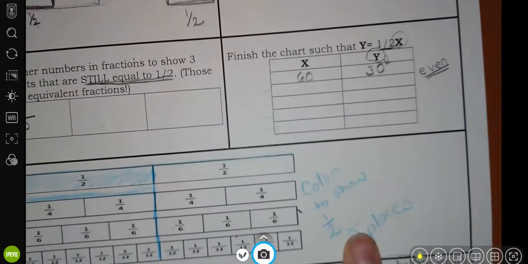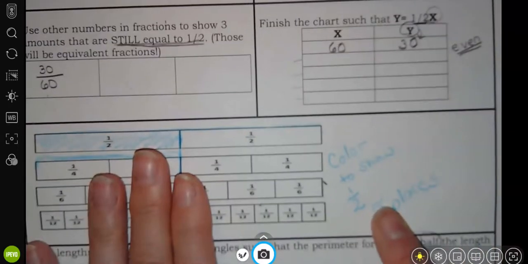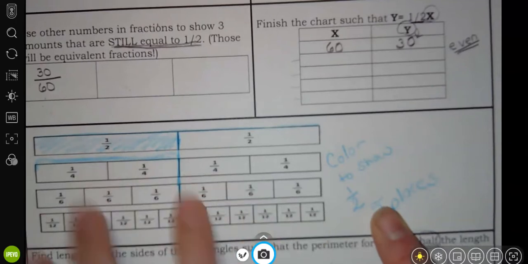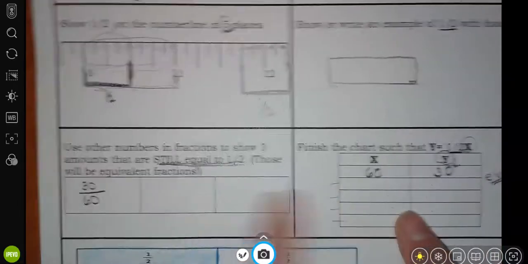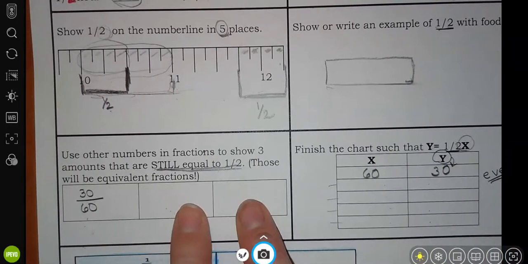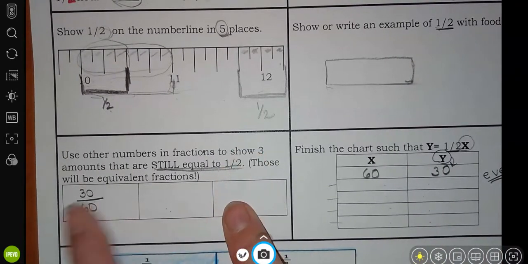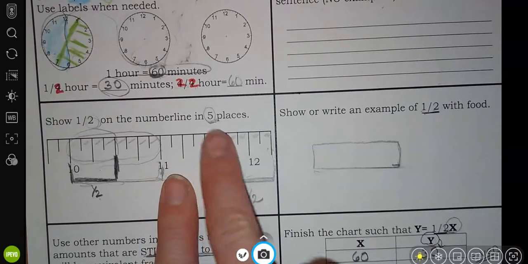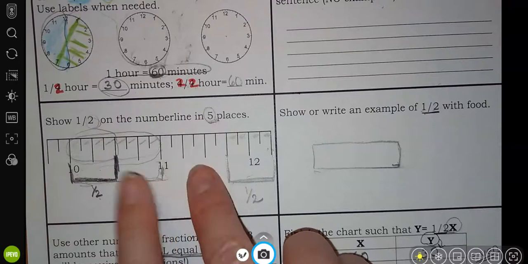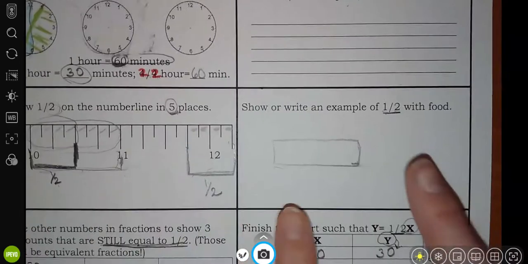So don't forget, you need to finish showing 1/2 like this. You need to finish your chart with 1/2. Y has to be half of X. Here you need 2 more fractions that still show an amount that is equal to 1/2. You need to show 1/2 3 more times on this number line.